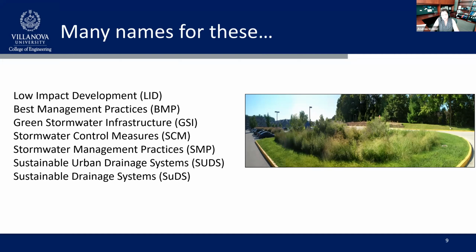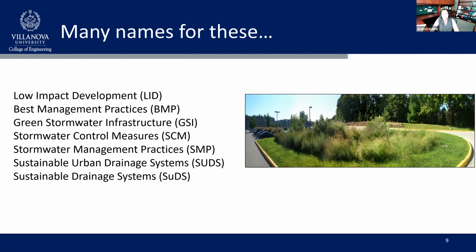Green stormwater infrastructure, I mentioned that concept already. And again, the idea is that we are going to control stormwater in a green fashion. It implies that we're going to be using vegetation to help us control stormwater. Stormwater control measures is also used. Stormwater management practices is used quite often.